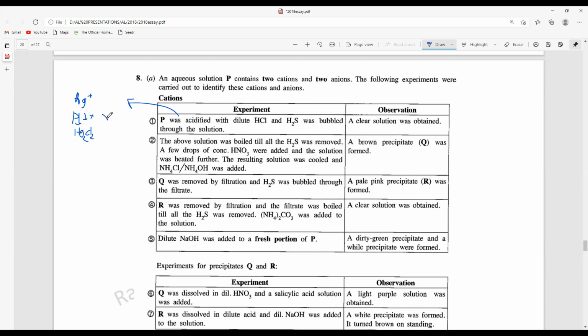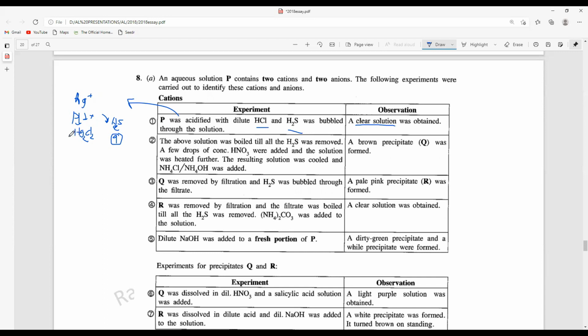And then when you supply H2S to the filtrate, there are some precipitates, about 9 precipitates that can be formed. But the observation tells that a clear solution was obtained. So which gives you the idea these sulfides or the chlorides are not formed, right? For example, Ag+, Pb2+, Hg2 2+ are not there.